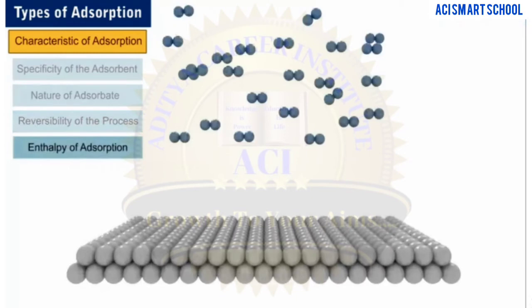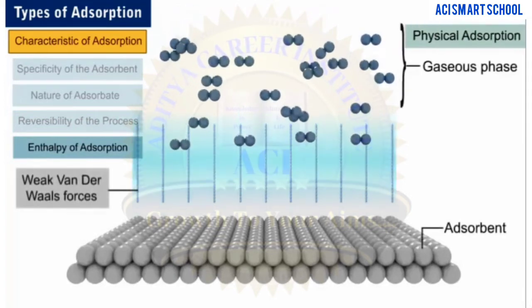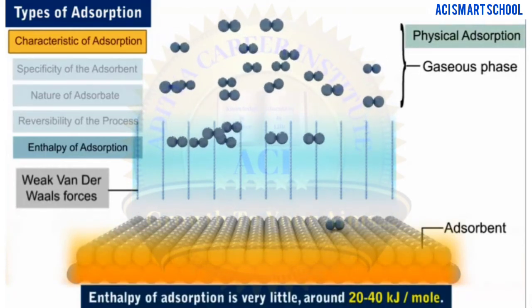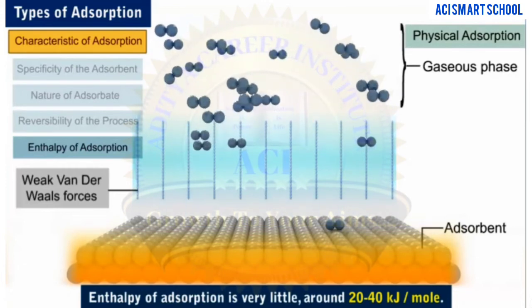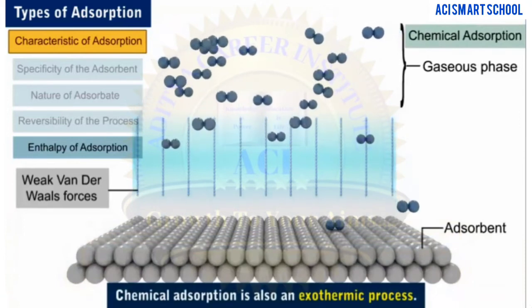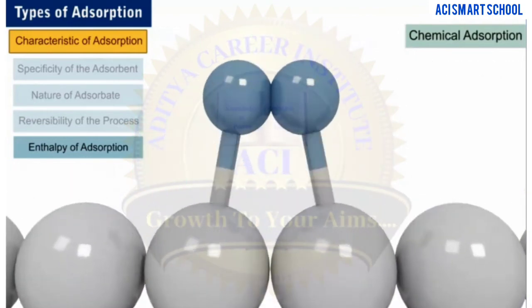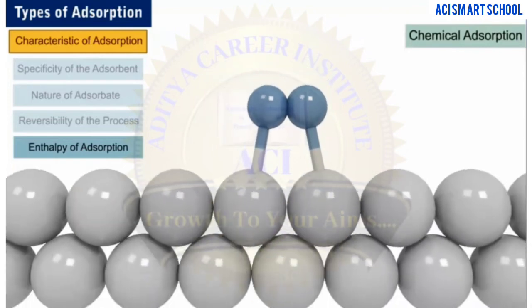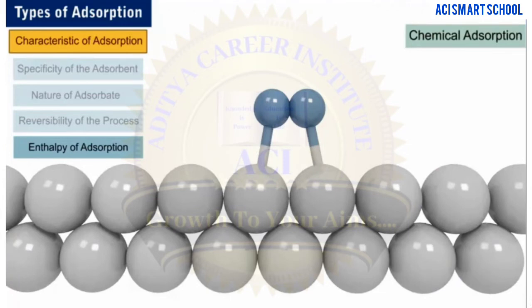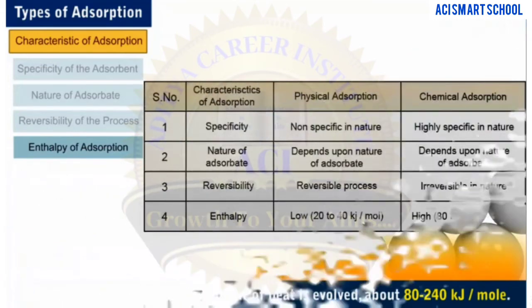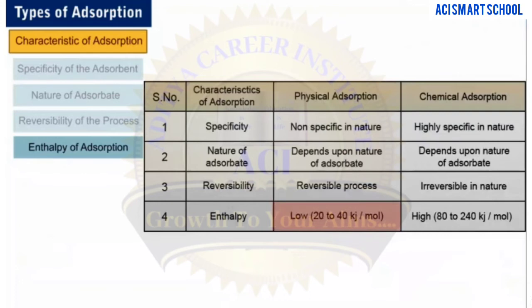Next, let us discuss the enthalpy change associated with physical and chemical adsorption. In physical adsorption, since the van der Waals forces of attraction are weak, the heat evolved, or the enthalpy of adsorption, is very little, around 20 to 40 kilojoules per mole. Chemical adsorption is also an exothermic process. However, in chemical adsorption, surface compounds form and the forces involved are similar to chemical bonds. Thus, a relatively high amount of heat is evolved, about 80 to 240 kilojoules per mole. Therefore, we see that the enthalpy of physical adsorption is low, whereas the enthalpy of chemical adsorption is very high.